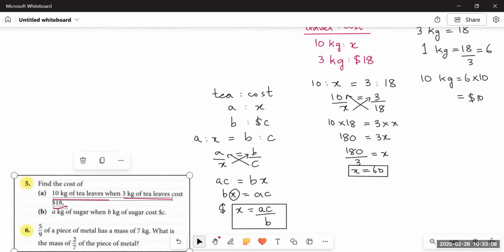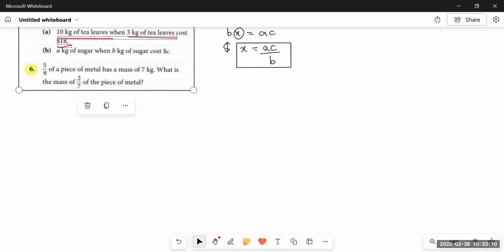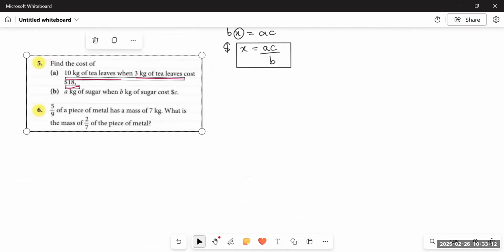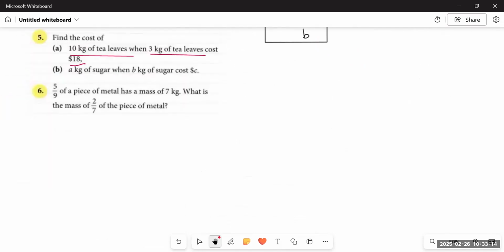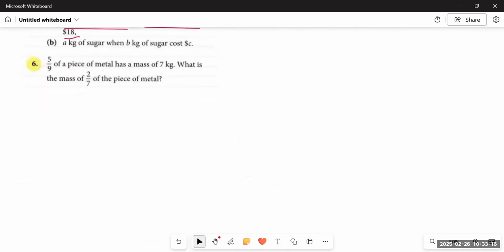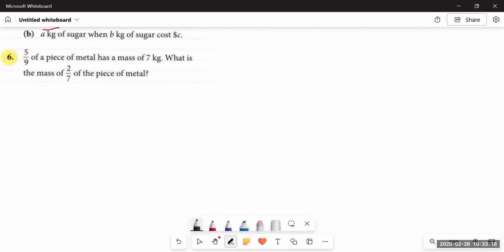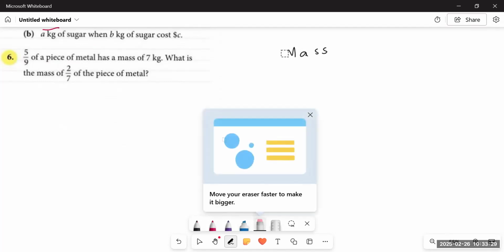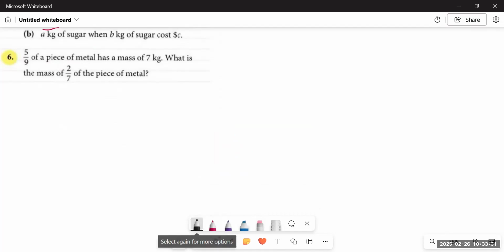Now let's move to question number 6, where it's provided in fraction form. The question says 5 upon 9 of a piece of metal has a mass of 7 kg. Again, we are provided with mass. Let us write it like this: amount of piece of metal to its mass.